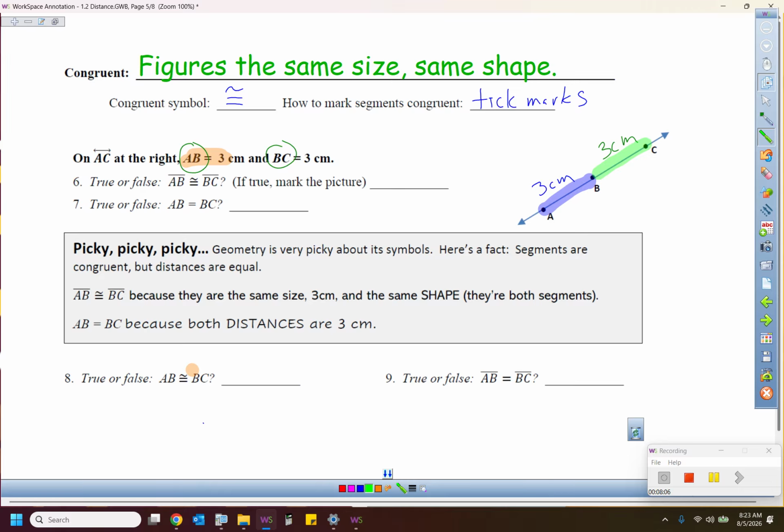They are congruent to each other. So we'll put a T there for true. We'll probably use a pen instead of a highlighter, but whatever. It says, if true, mark the picture. So we'll mark them congruent with these tick marks right here.